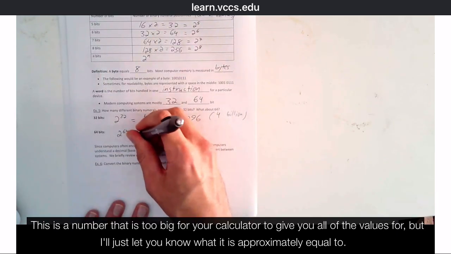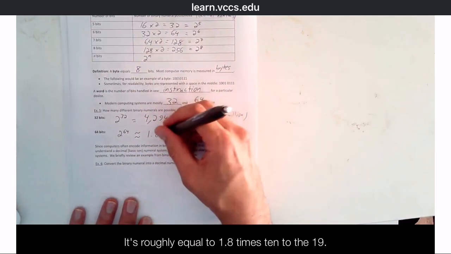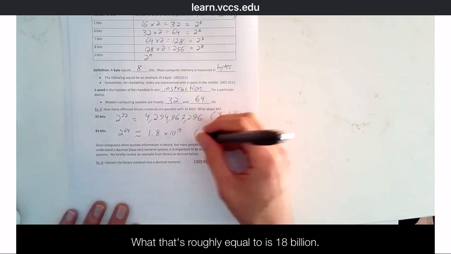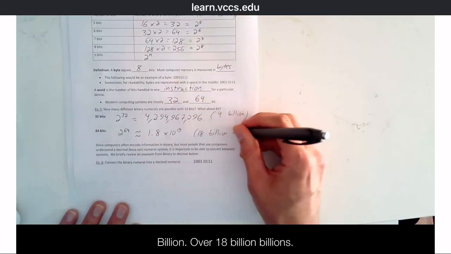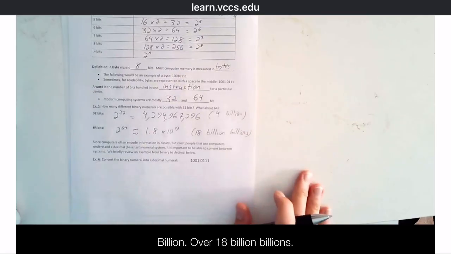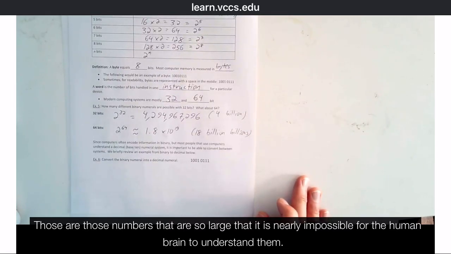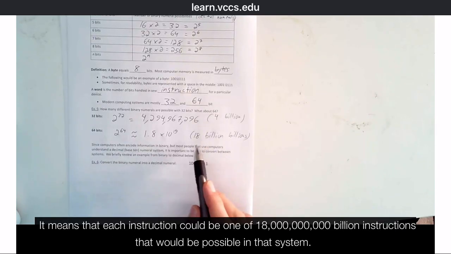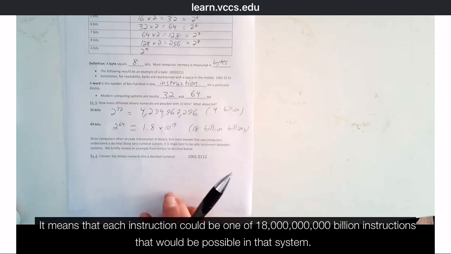but I'll just let you know what it is approximately equal to. It's roughly equal to 1.8 times 10 to the 19. 10 to the 19, that's really, really, really big. What that's roughly equal to is 18 billion billion. Those are numbers that are so large that it is nearly impossible for the human brain to understand them. But when we say a 64-bit computing system, it means that each instruction could be one of 18 billion billion instructions that would be possible in that system.